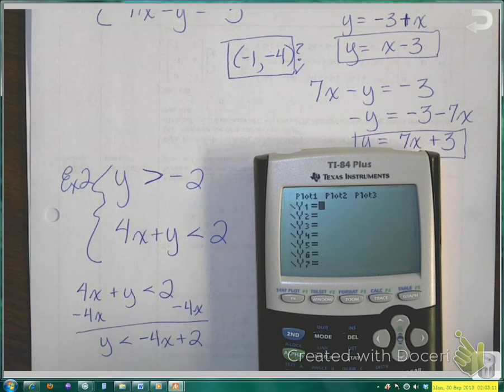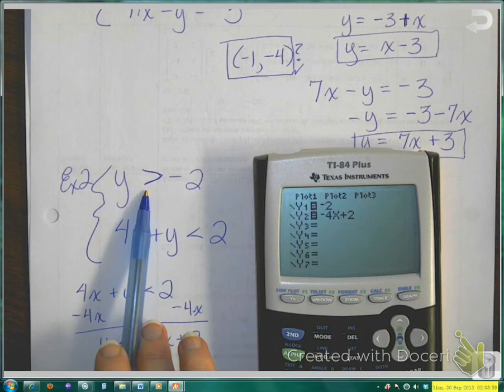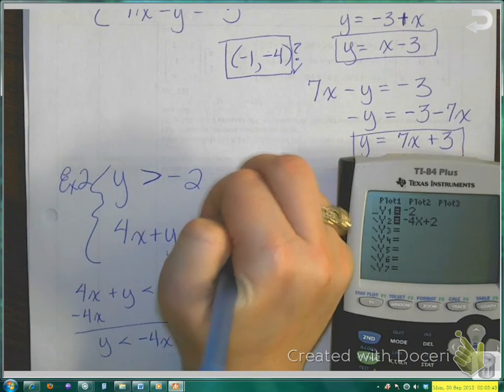So let's plug in each equation. Well, the first one's easy. It's just negative 2. Make sure you use a negative sign, not a subtraction symbol, or it will give you an error message. So then I have minus 4x plus 2. Now the trick is, how do you get that inequality, that shaded region? We're going to hit the left arrow button over here until that cursor moves all the way over, and notice the little line outside the y1 is blinking. Now this one is a greater than. Which way does greater than shade? Remember, it's going to shade up.